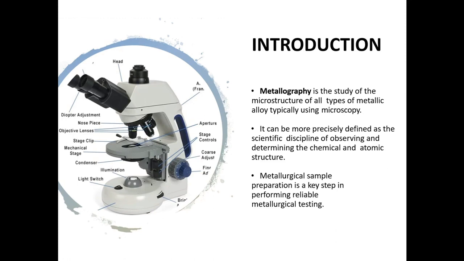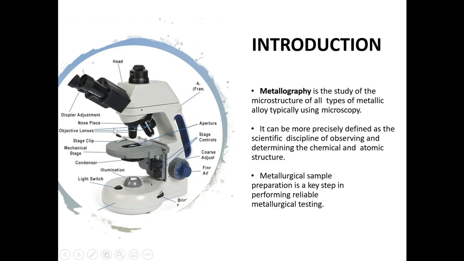used. Incorrect techniques in preparation of the sample may result in altering the true microstructure and will most likely lead to erroneous conclusions. The basic sample preparation process consists of sectioning, mounting, coarse and fine grinding, polishing, and so on. So it can be more precisely defined as the scientific discipline of observing and determining the chemical and atomic structure. Metallurgical sample preparation is a key step in performing reliable metallurgical testing.